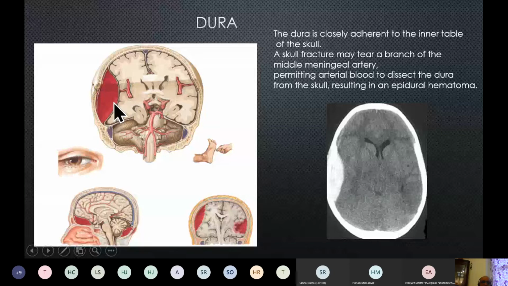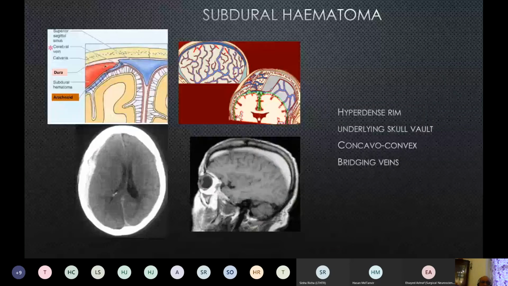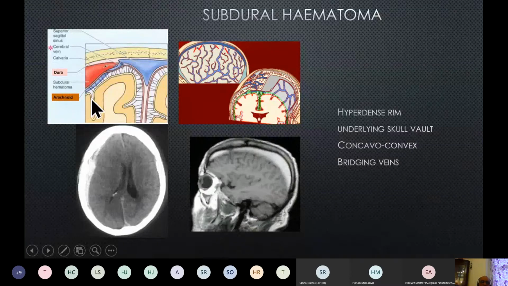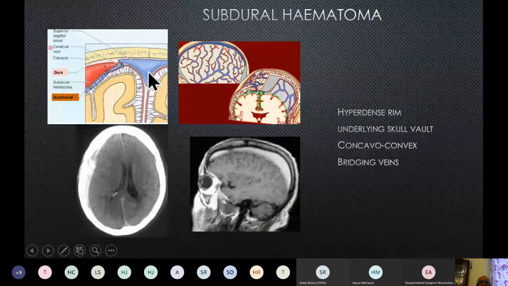The relevance of the veins, of course, is that the veins traverse. The veins are the ones which drain the brain cortex. They are the leptomeningeal vessels. They lie in the subarachnoid plane, and they traverse and pierce through the inner layer of the dura before they enter into the superior sagittal sinus. And this concept here is very important to understand because these are the bridging veins.